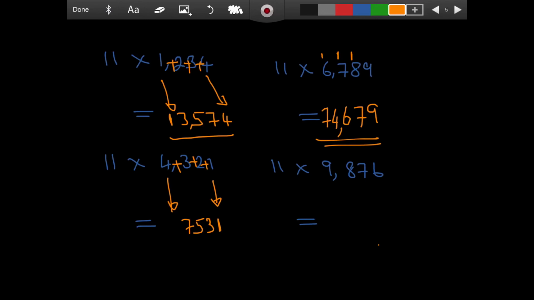Okay, 11 times 9,876. You bring down a 6. 6 plus 7 is 13. You carry the 1 to the 7, becomes an 8. 8 plus 8 is 16. Carry the 1 to the 8, becomes a 9. 9 plus 9 is 18. You carry the 1 to the 9 to make it a 10. And your answer is 108,636. And that's how you multiply 2, 3 and 4 digit numbers by 11.